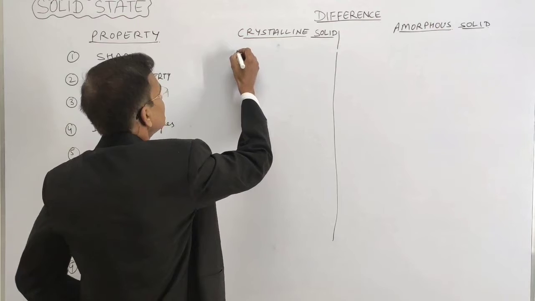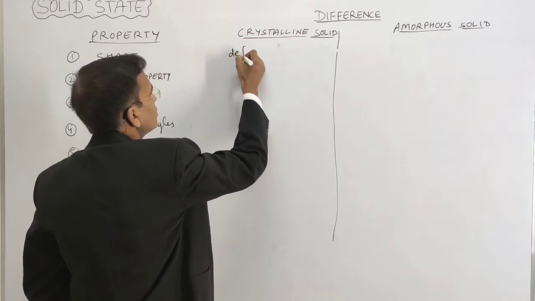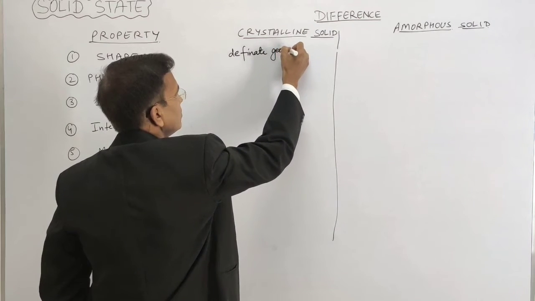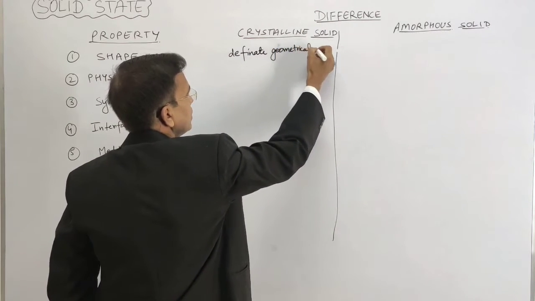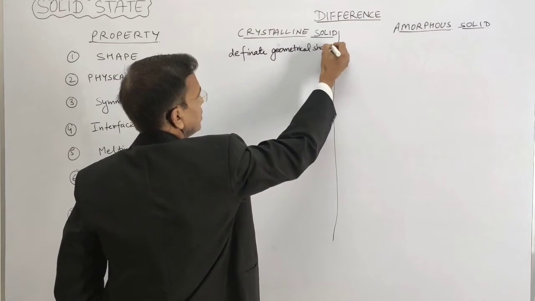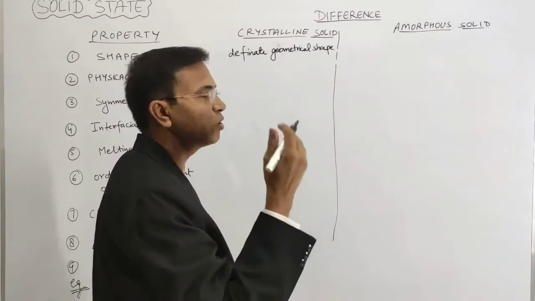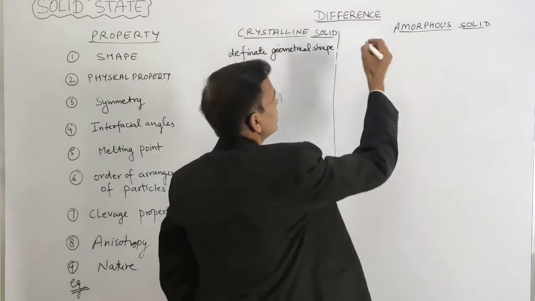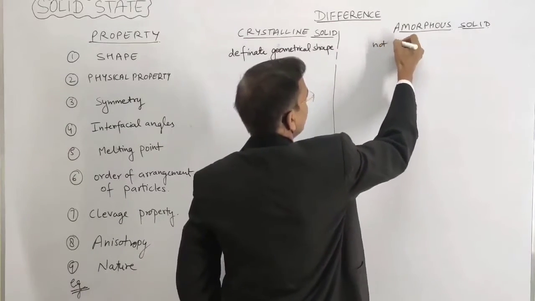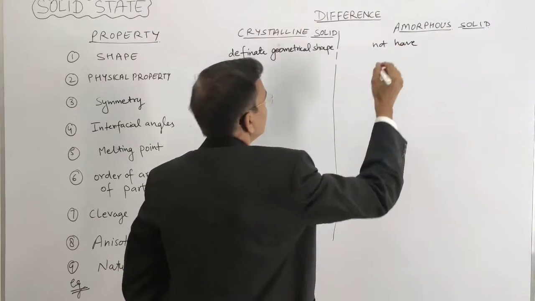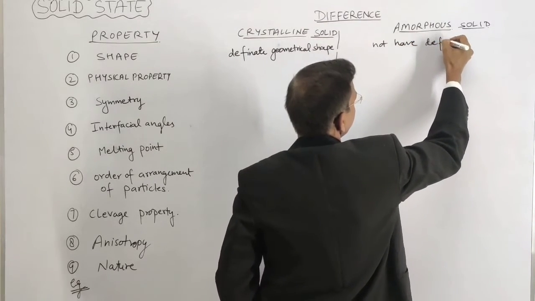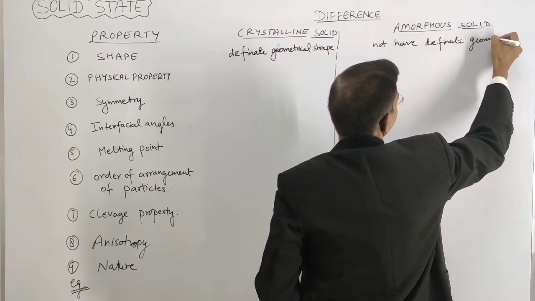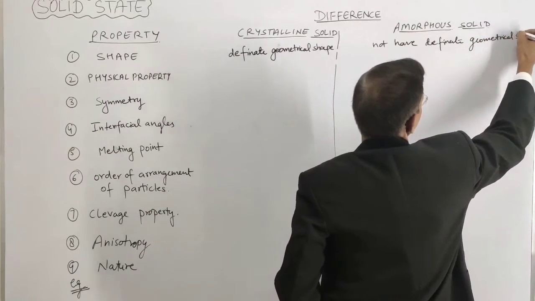So it has the definite geometrical shape. But in case of amorphous solids, they don't have a definite geometrical shape.